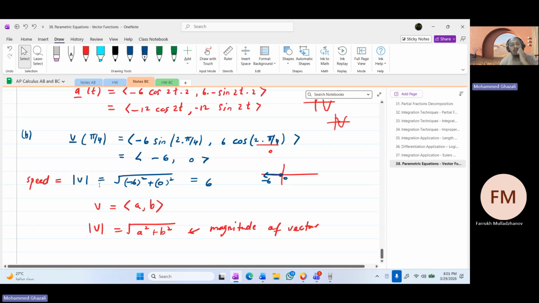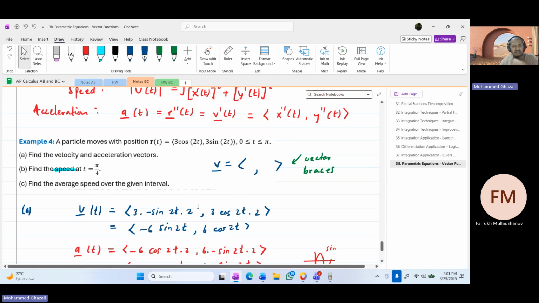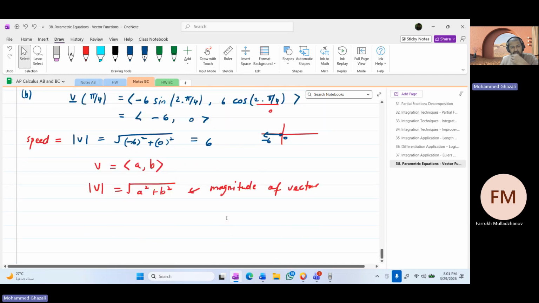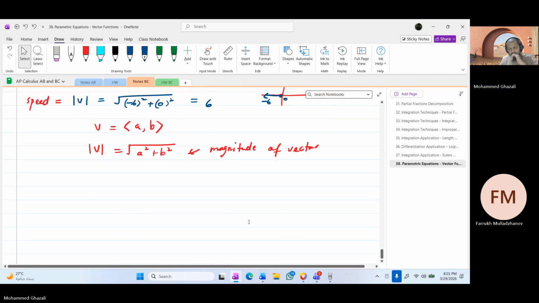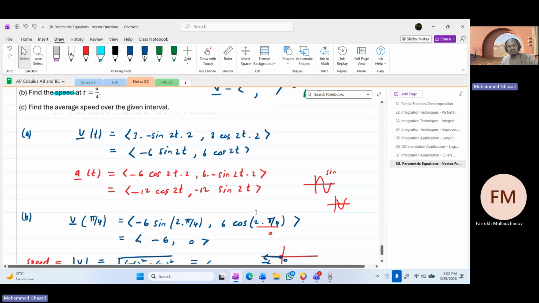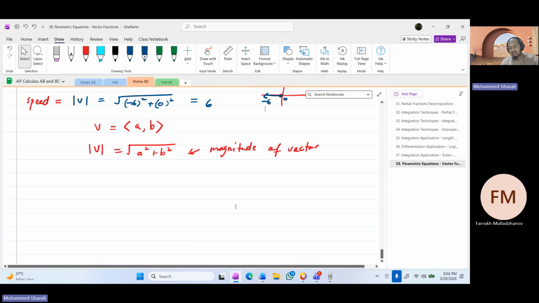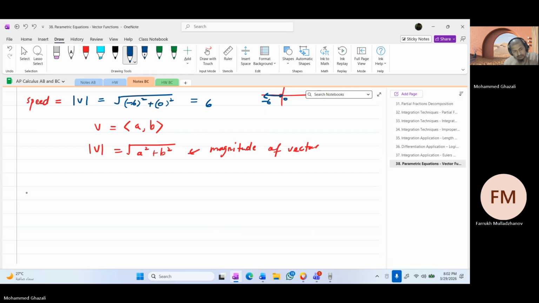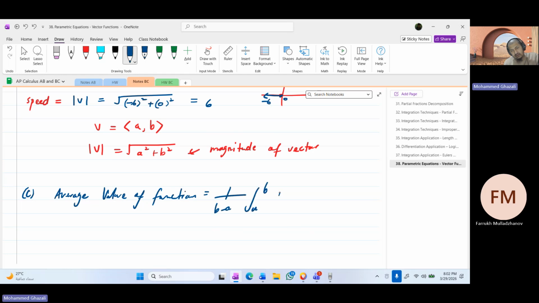That's great. Find the average speed over the given interval. Wait a minute. What's average speed? I think this is a theoretical question. Find the average speed. See, it's like the average value of a function. What's the average value of a function? 1 over b minus a, integral a to b of f of x dx. But now they want average speed, right?